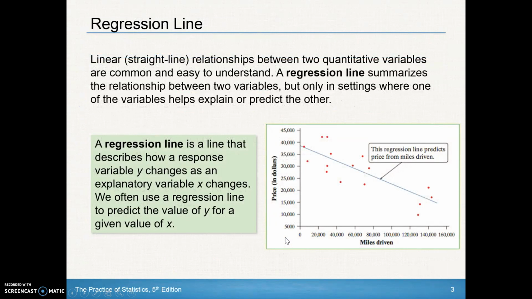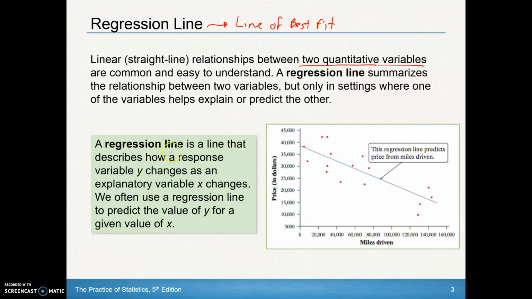Here we go. Regression line. Again, you may have known this as the line of best fit. We've seen that in the past. And that's what we're going to be looking at. We're looking at the relationship between two quantitative variables. And that regression line will summarize the relationship between the two variables, but only in settings where one of the variables helps explain or predict the other.